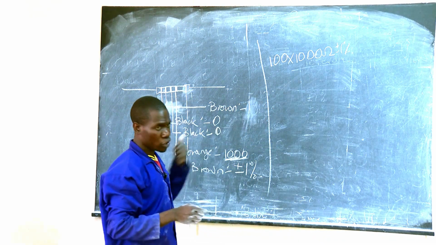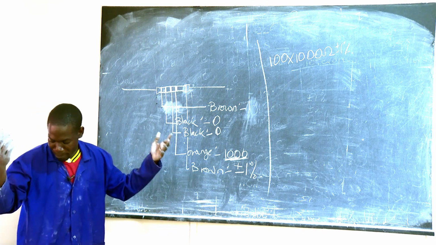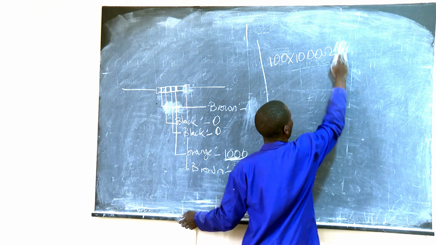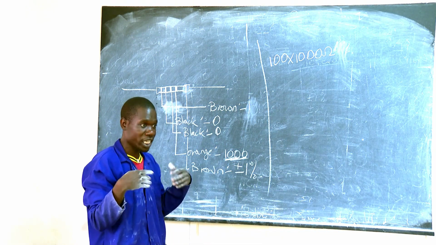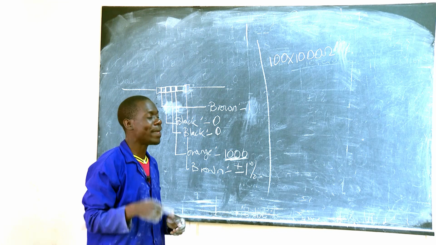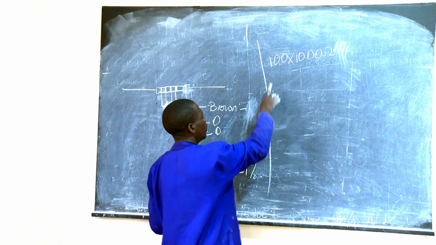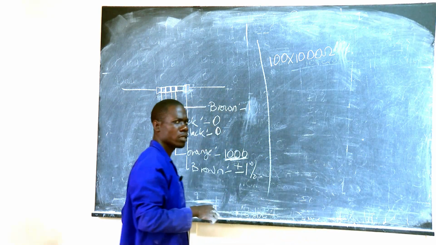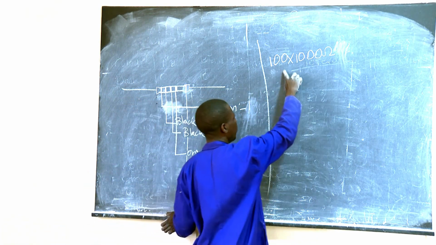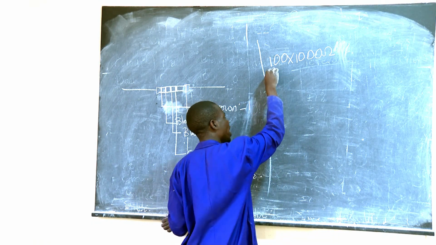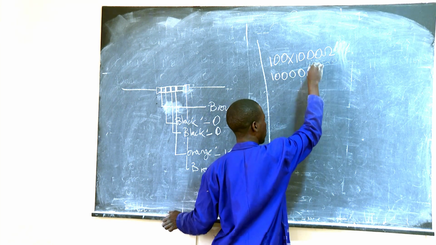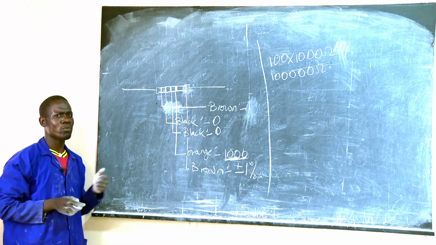I will also teach you how to get the upper and the lower bands after that. So let me first take you through this, and you get to know it very well. Then after, I'll take you through how to calculate the lower and the upper band also. So when you multiply 100 times 1,000, we are going to get 100,000 ohms.